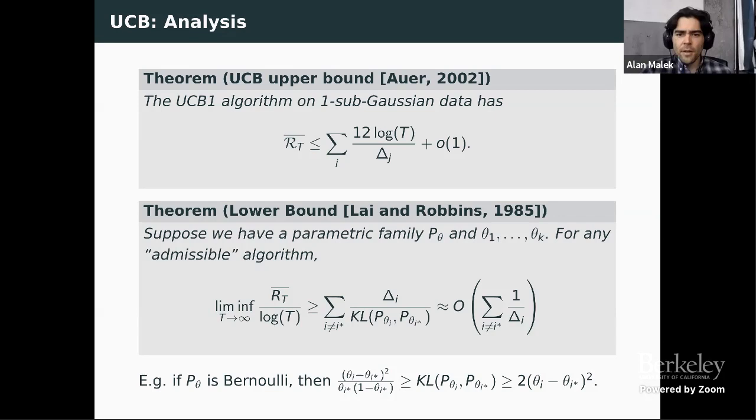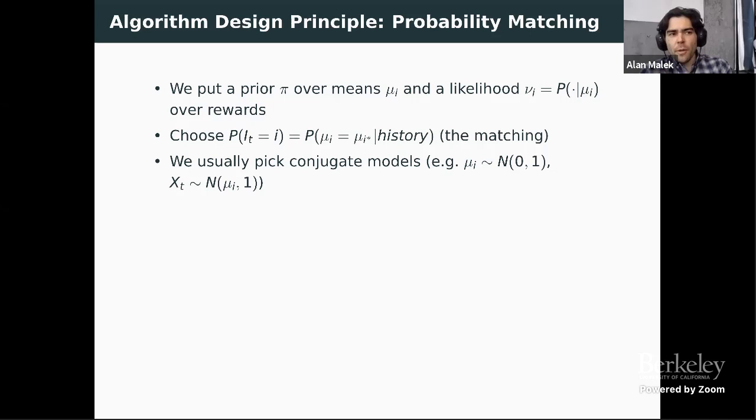We're getting within constants of this lower bound, right? Because log T is on the left. So that's pretty good. Okay, so that was how well optimism did. And there's still room for improvement, but we kind of feel that we've gotten at least a good portion of the way there.